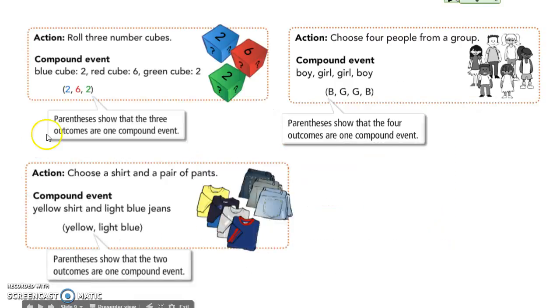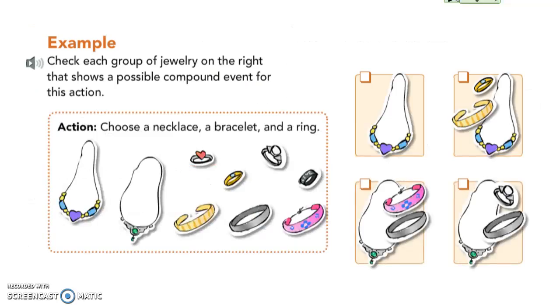All right, some more examples. We talked about these actions earlier, but let's look at what the compound events would look like. So if we roll 3 number cubes, do you see how in parentheses they've written the outcomes of that action? We rolled a 2 on the blue, a 6 on the red, and then a 2 on the green. So here we write that in parentheses. Choose 4 people from a group. We get boy, girl, girl, boy, and we list that in parentheses. And then we choose the yellow shirt and the light blue jeans in parentheses. We put those together so we know that they're related to that one compound event action.